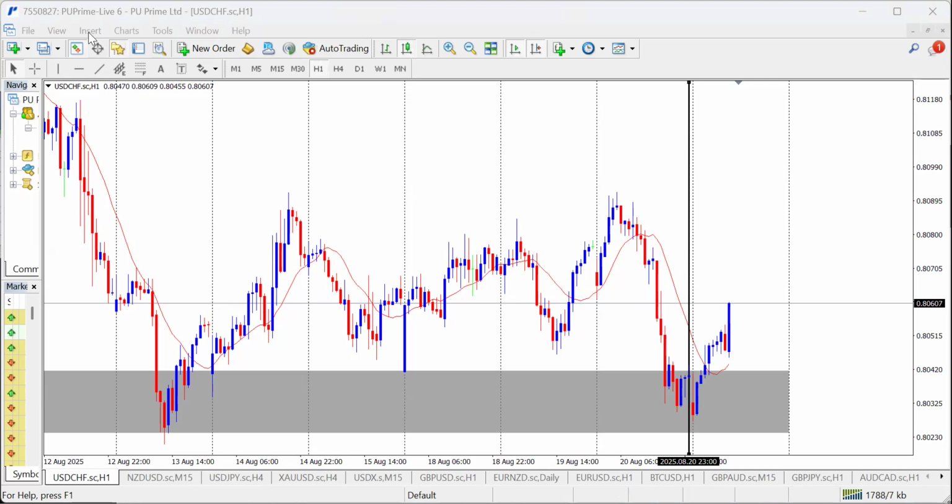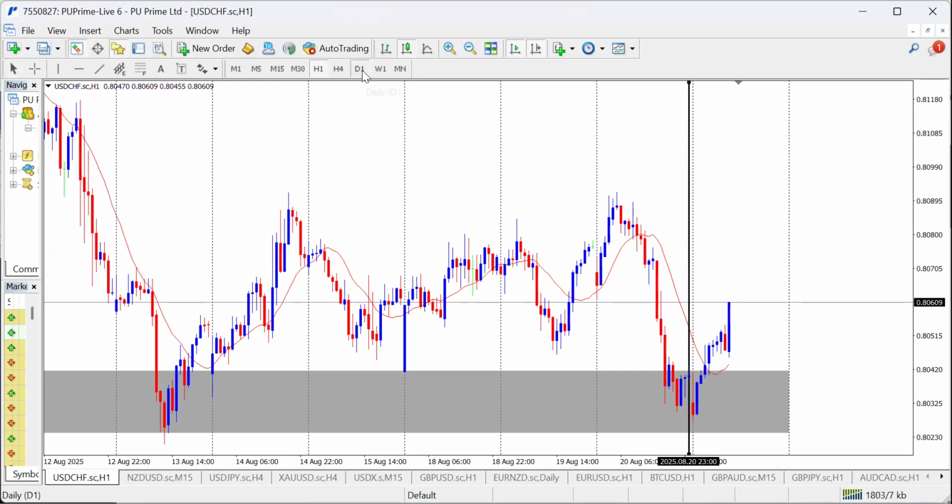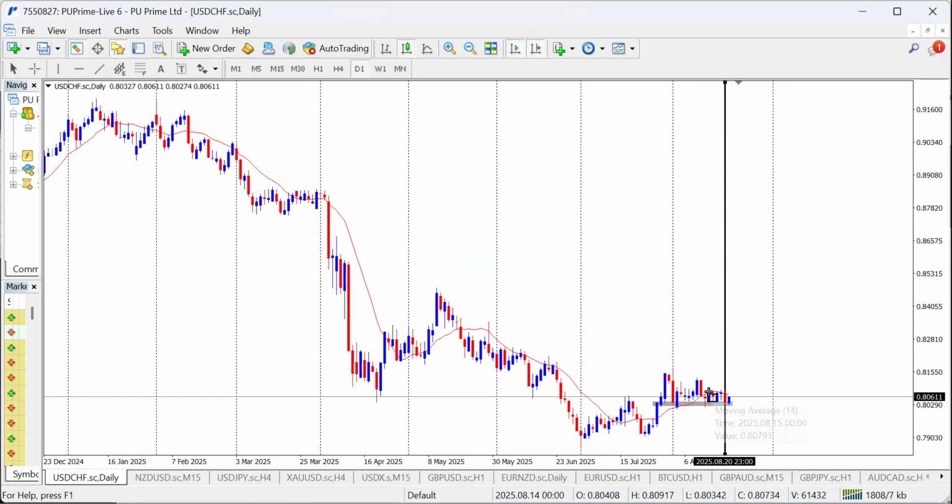And where am I looking at for a proper support or probably a proper resistance? I'll go to daily time frame and I'll mark out here also, right? Mark out here.